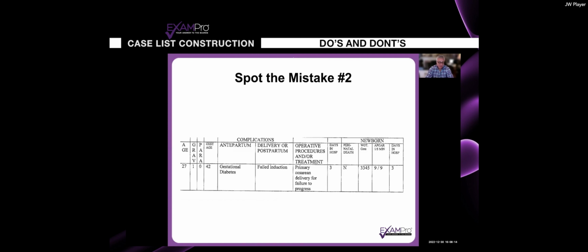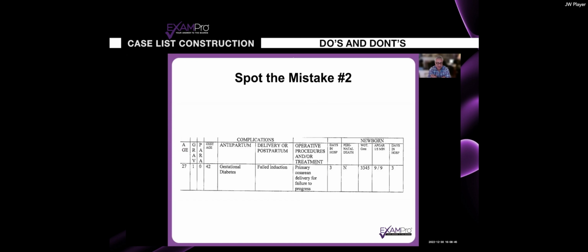So 42 weeks, gestational diabetes, failed induction, primary C-section for failure to progress. So what's wrong with this? First of all, why is a gestational diabetic going to 42 weeks? That'd be the first thing I'd ask. Failed induction. What's the definition of a failed induction? Failed induction, by definition, is not failure to progress. Failure to progress is slang and not an acceptable term, and you want to have acceptable terms on your list. Really, what it would be is arrest of dilation or arrest of active phase.